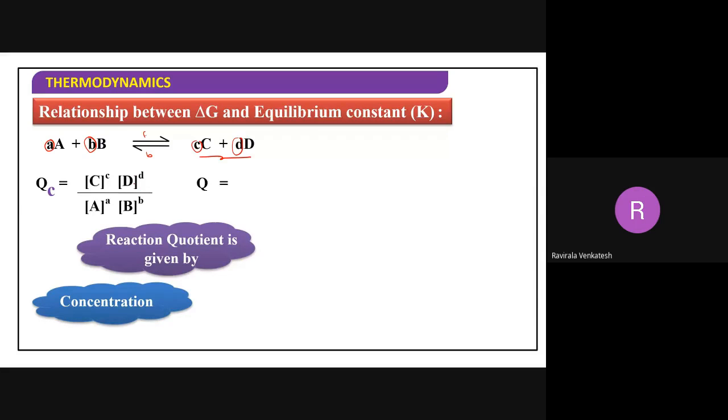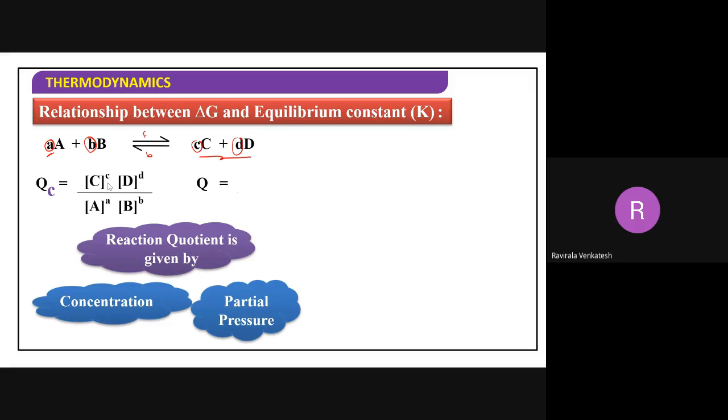Concentration of D to the power of its stoichiometric coefficient, divided by the concentration of reactants. What are the reactants? A plus B are the reactants here. Concentration of A to the power of a, concentration of B to the power of b. These a, b, c, d are the stoichiometric coefficients, which can be called number of moles also, theoretically.